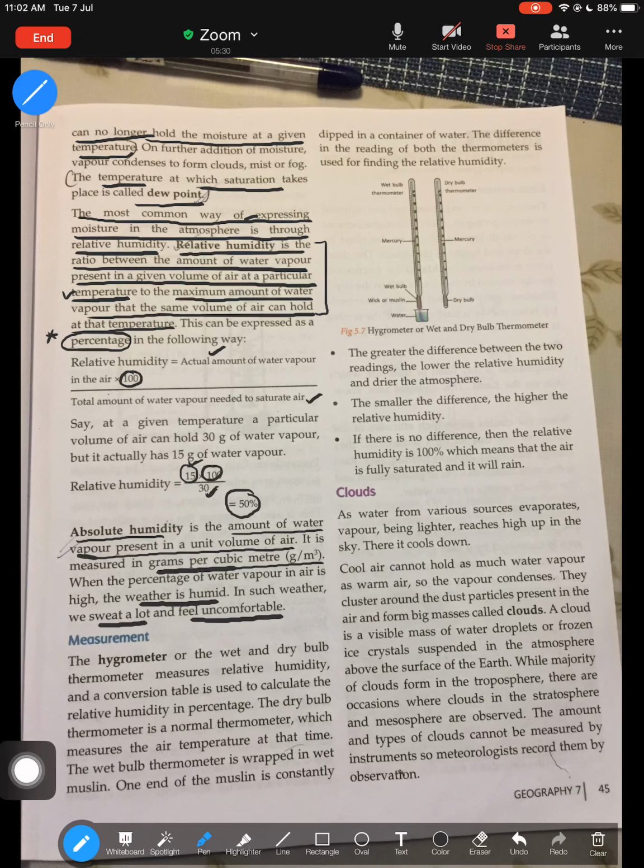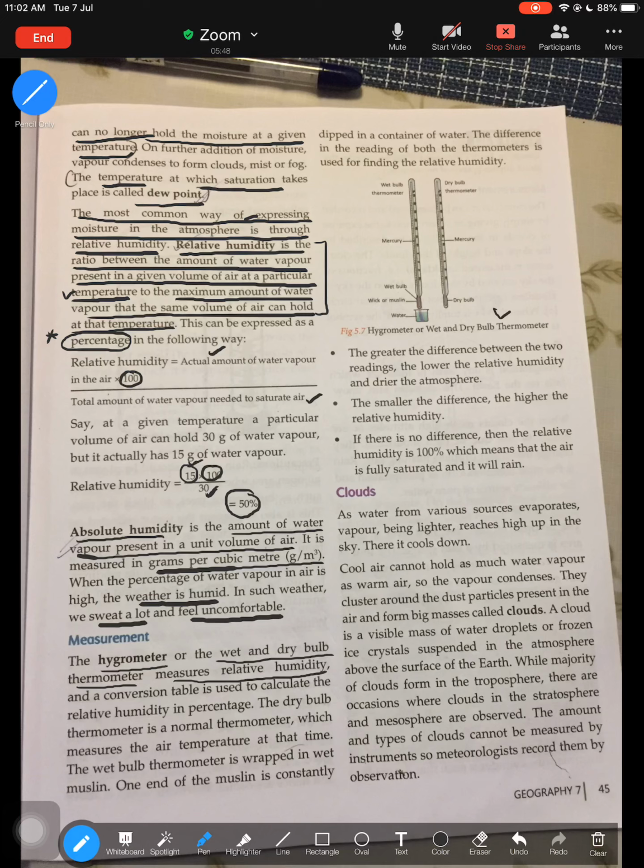Coming to the last portion, the instrument. Which is the instrument to measure humidity? The instrument to measure humidity is called a hygrometer, or the wet and dry bulb thermometer. It measures relative humidity. So the instrument to measure relative humidity is your wet and dry bulb thermometer, which is also known as the hygrometer.